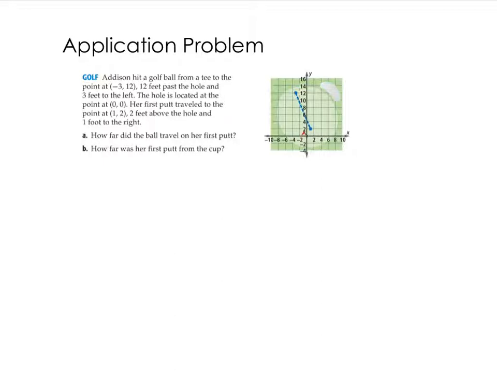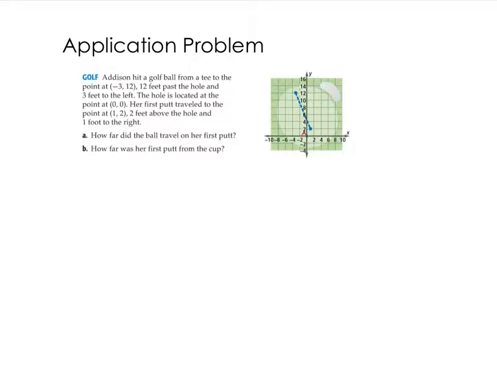Okay, let's look at one application problem using the distance formula. This application problem reads, Addison hit a golf ball from a tee to the point at (-3, 12), 12 feet past the hole and 3 feet to the left. The hole is located at the point (0, 0). Her first putt traveled to the point (1, 2), 2 feet above the hole and 1 foot to the right. So question A, how far did the ball travel on her first putt?